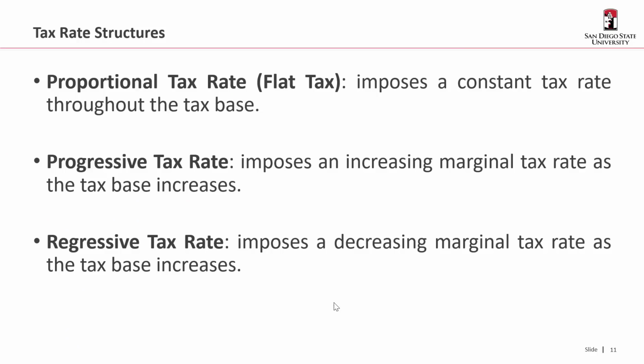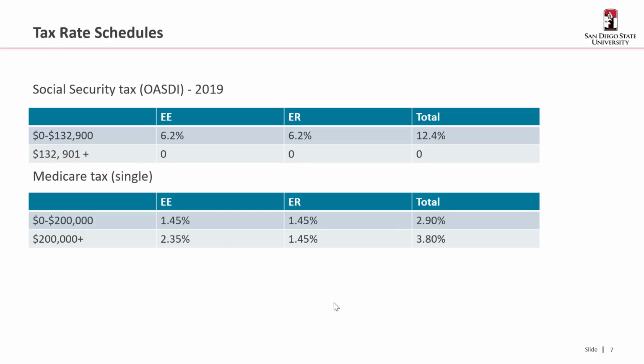So what we've learned is there is a progressive tax, which imposes an increasing marginal tax rate as the tax base increases; a regressive tax, which imposes a decreasing marginal tax rate as the tax base increases; and then there's something called a proportional or flat tax, which imposes a constant tax rate throughout the tax base. So if we look at the employment tax rates, you could argue that Social Security tax is definitely regressive. As the base goes up, the rate goes down.